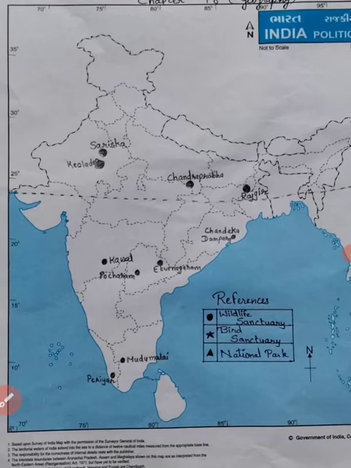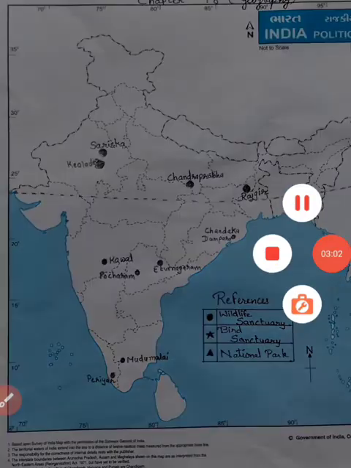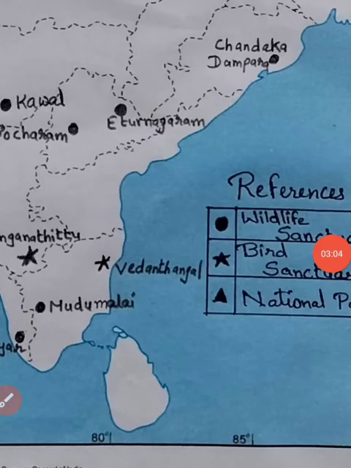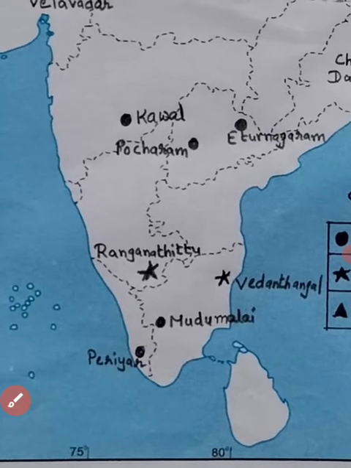Now let's see the bird sanctuaries. It is given here, that is Vedanthangal, and another one, that is Ranganathittu, that is here. These two you have to do.